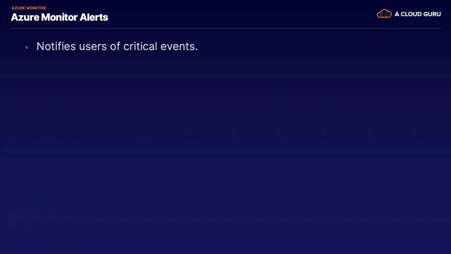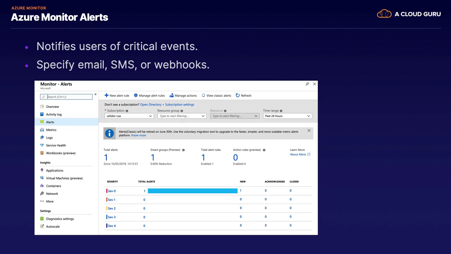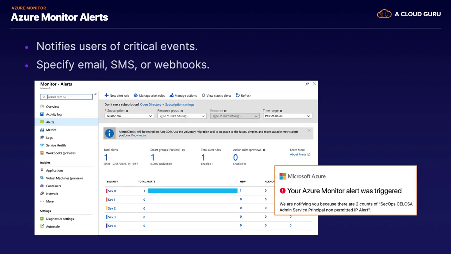Azure Monitor Alerts proactively notifies users of critical events. They can be configured to be sent to specified email addresses or can trigger an SMS message or webhook. We'll be covering Azure Alerts in a later lecture, and you'll create and trigger alerts yourself in a later lab.